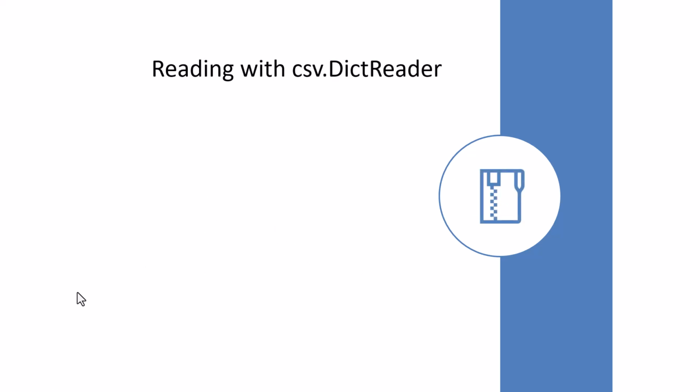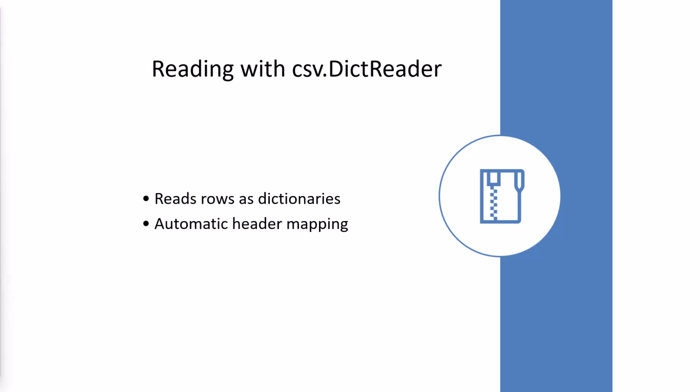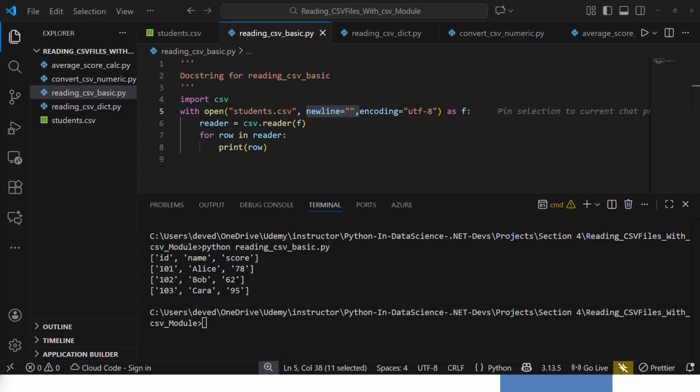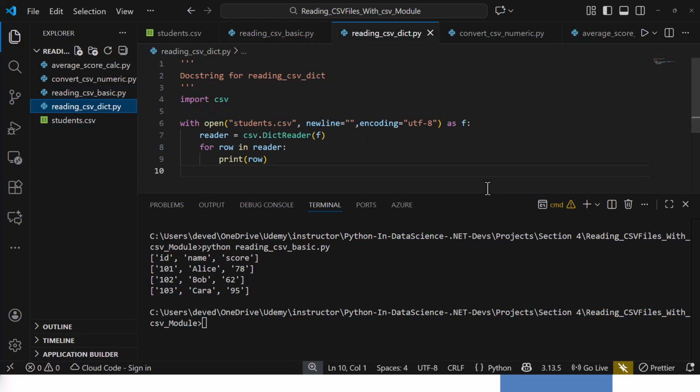Reading with csv.DictReader. Now DictReader is where Python shines. Instead of dealing with indexes, you work with clean key value rows based on headers. And it's cleaner for data science with easy column access. So flipping over to Visual Studio Code again, reading_csv_dict.py is the file that I have created for demonstrating.